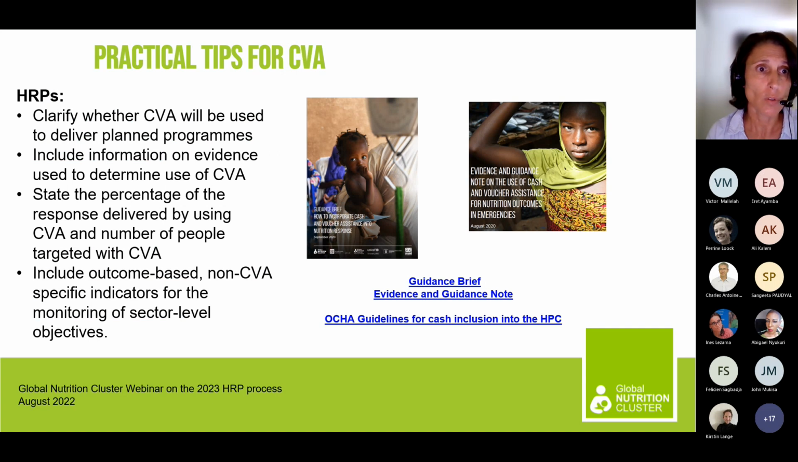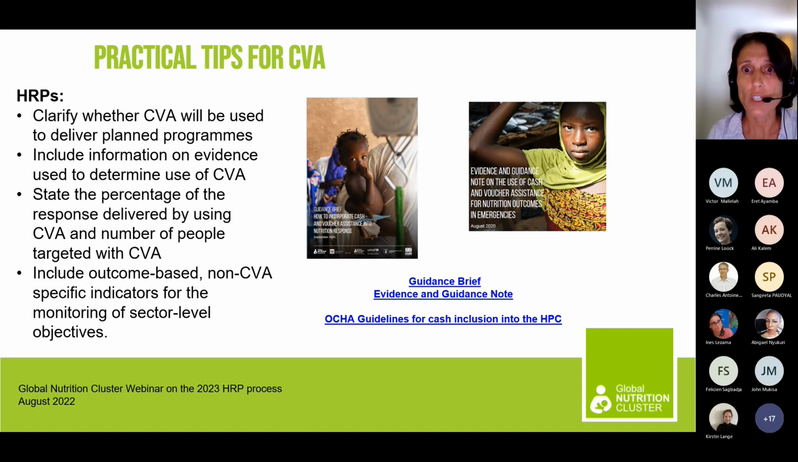Practical tips. So it's important to clarify whether the CVA will be used to deliver planned programs. It's important, of course, when you develop your HRP, to include evidence on why you want to use CVA and that you can use CVA. It's kind of obvious to make sure the market functions. It's always very important to check the food available, and maybe the financial barriers that families can face to access nutritious food. Making sure that there is safe water and hygiene items, and transportation to reach health and nutrition services. So you have to think broadly and make sure that before distributing vouchers or cash, people can make use of them.